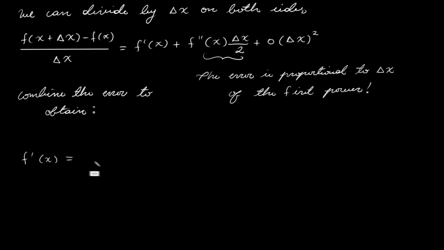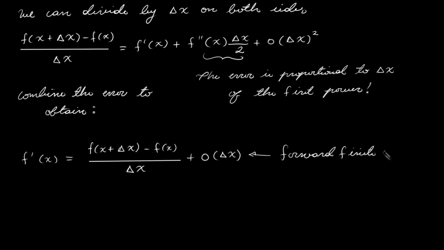Do keep in mind that making delta x too small will increase the round-off error. We can then combine the error with the higher order term to obtain the final equation in the following form. This is what we know as the forward finite difference.